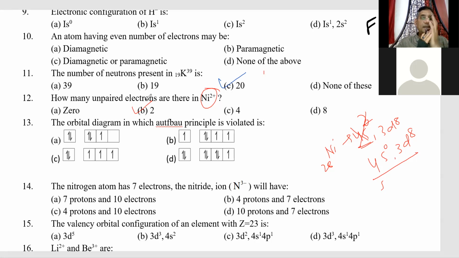No, A is a violation of Hund's rule. In C there is no violation either. Only in A and B is there a violation, and since they are asking about the above principle, B will be the answer, and A will be the exception to Hund's rule only. That's why the answer will be B.